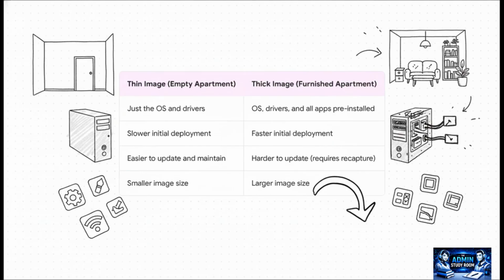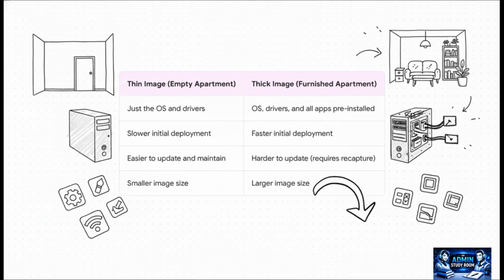Okay, so this leads us to a really fundamental choice you have to make. Are you going to use thin images or thick images? Let's use an analogy. A thin image is like an empty apartment. It's got the bare-bones OS, and that's it. It's flexible, it's smaller, and it's way easier to update because you add the furniture, your apps, later on. A thick image, on the other hand, is a fully furnished apartment. The OS, the drivers, and all your software are pre-installed.